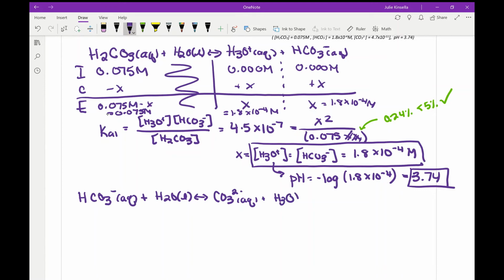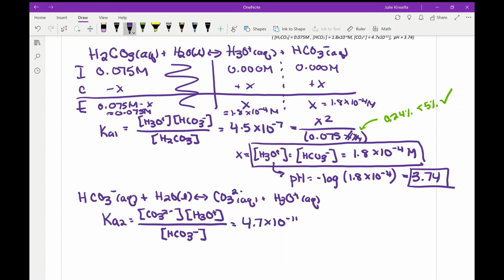Okay, remember this is the part where we don't need to actually write out an ICE table. We're going to use the values from our previous first ionization. So for here we have our Ka2, which again is going to be equal to our products over our reactant. Okay, our Ka2 that was given to us was 4.7 times 10 to the negative 11, which makes sense. It's smaller than our Ka1, which is what we would expect.